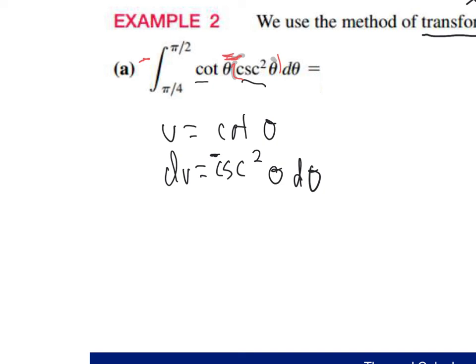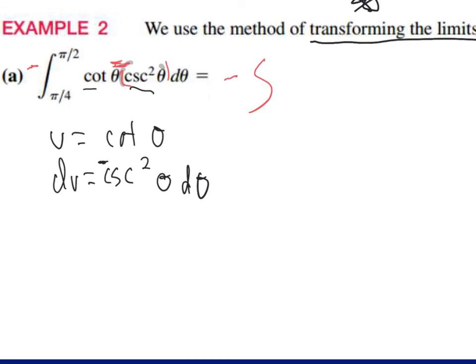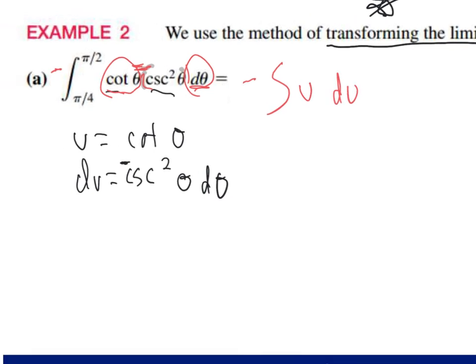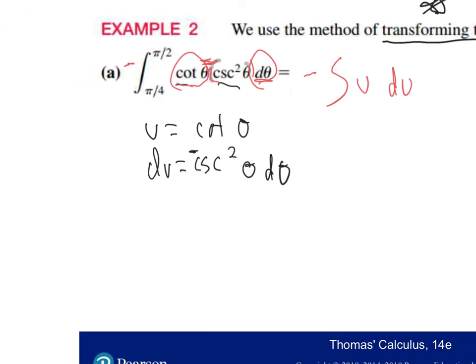So I'm looking at the negative of the integral of u du. There's my u. My u is the cotangent of theta. It's kind of weird. That's the u. So u du. Gotta fix my limits now.